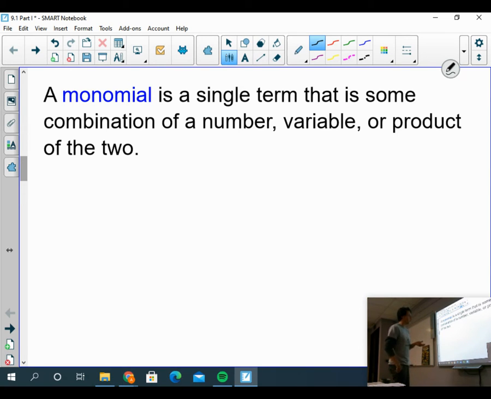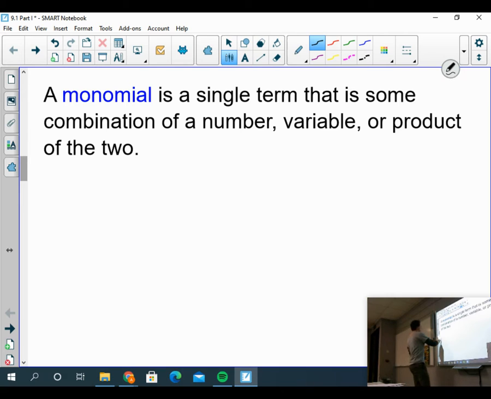You need to know what the prefixes mean. Bicycle, we think two wheels. Bi meaning two, tri meaning three, uni meaning one, but instead of uni, we're going to use the prefix mono. So our first definition we want to start with is a monomial. A monomial is a single term that is some combination of a number, variable, or product of the two. Again, pause the video, go ahead and write down the definition of a monomial.